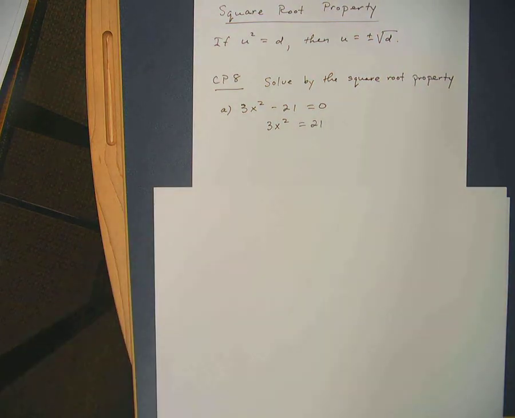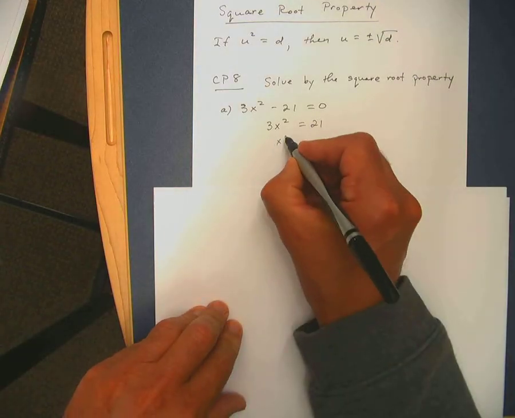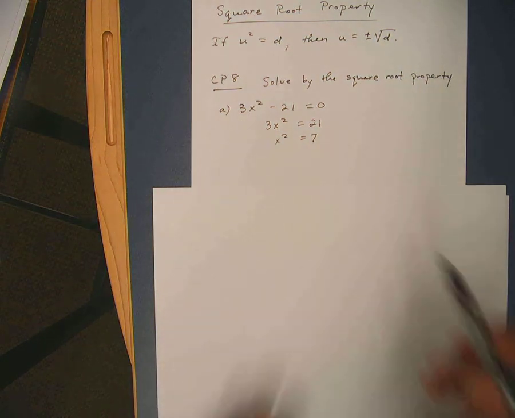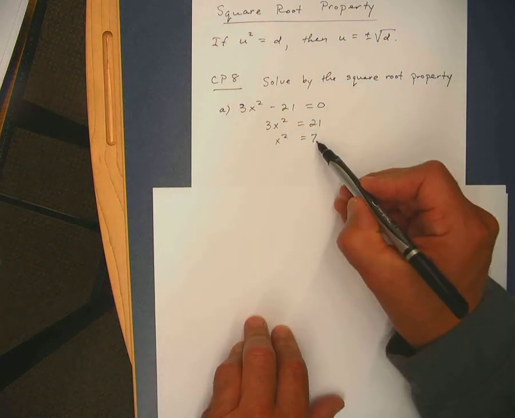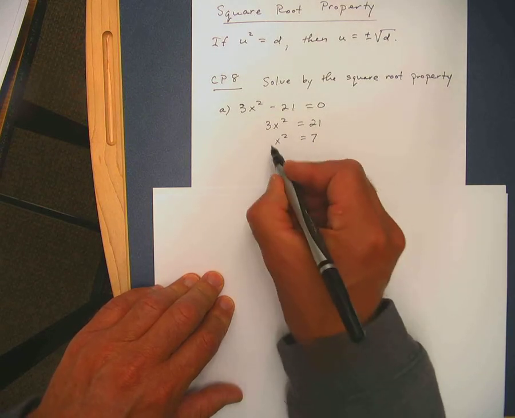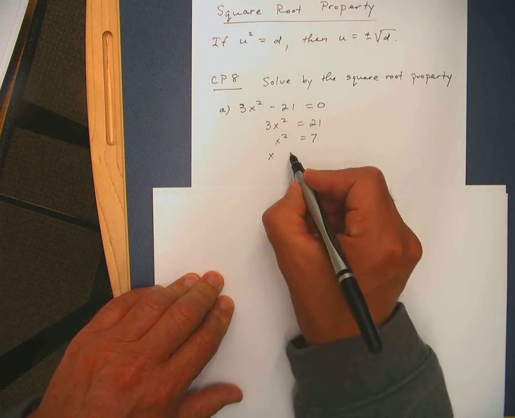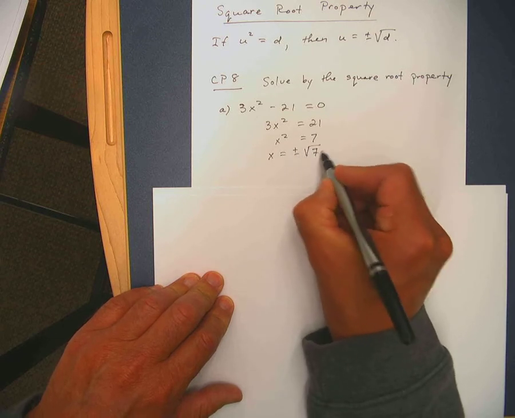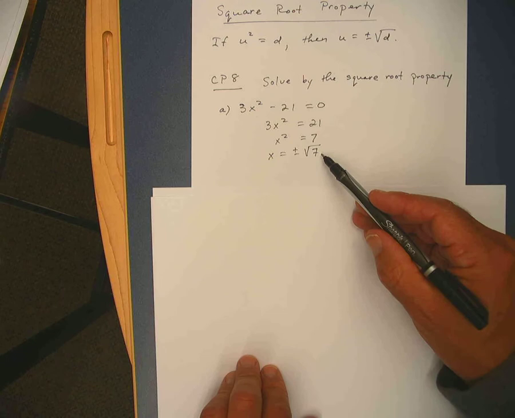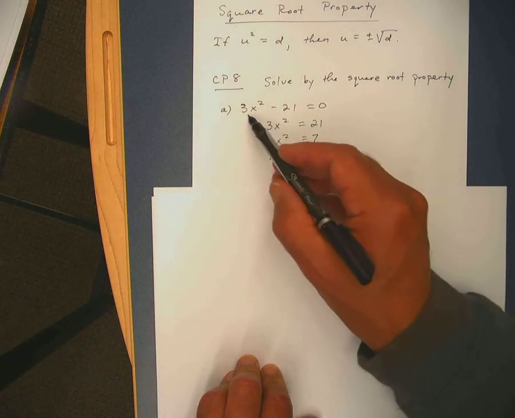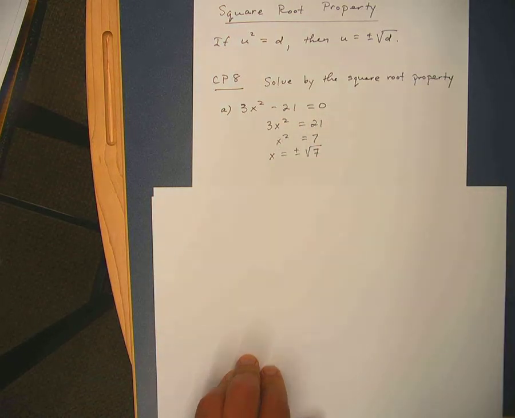Now let's get the x squared all by itself. So we'll divide by 3, and we get x squared equals 7. Now, using this property, we have some number squared equal to another number. That means that this number we're actually trying to solve for, x in this case, is equal to plus or minus the square root of 7. So either by plugging the square root of 7 into this, or the opposite of the square root of 7, it should solve that equation.